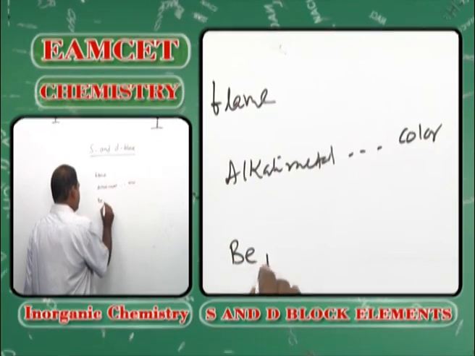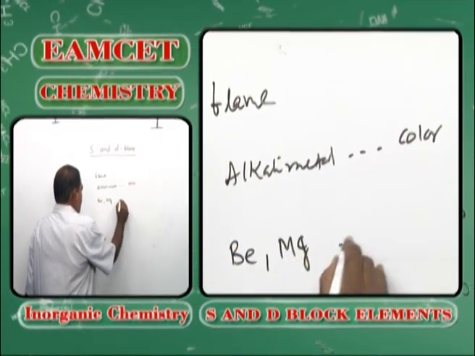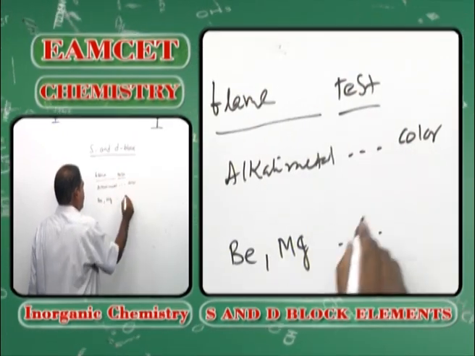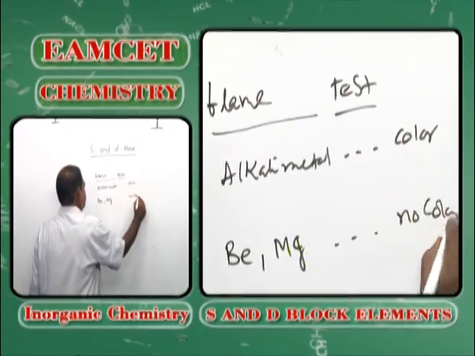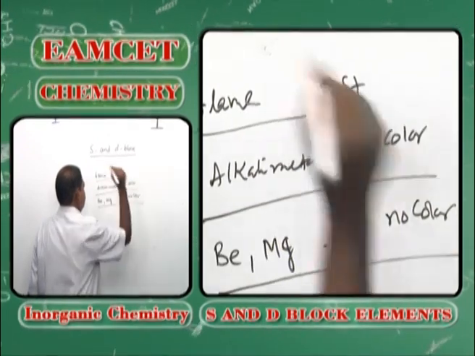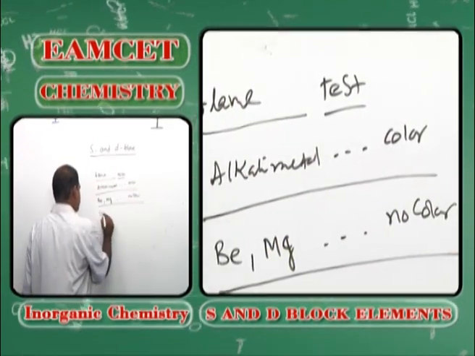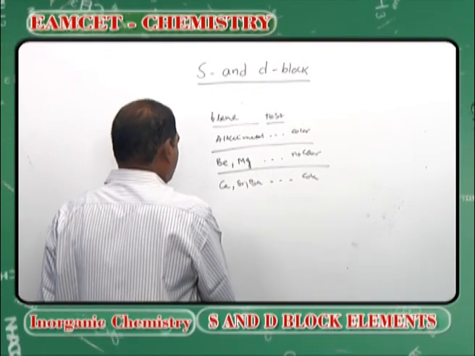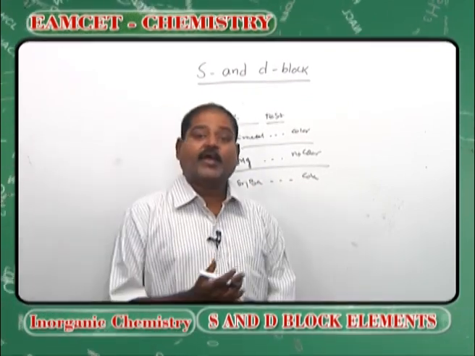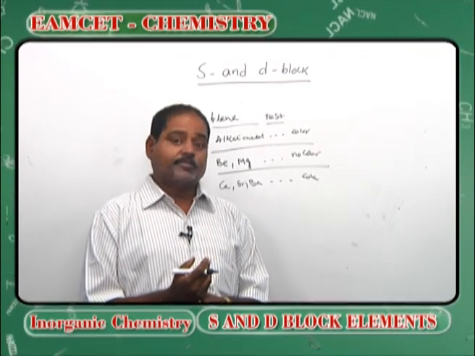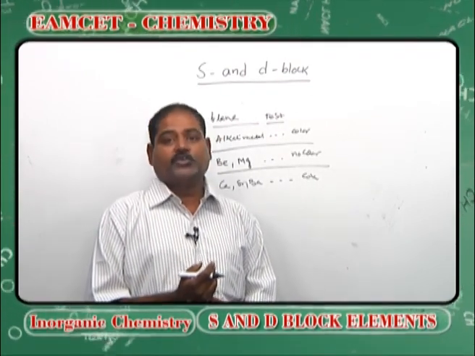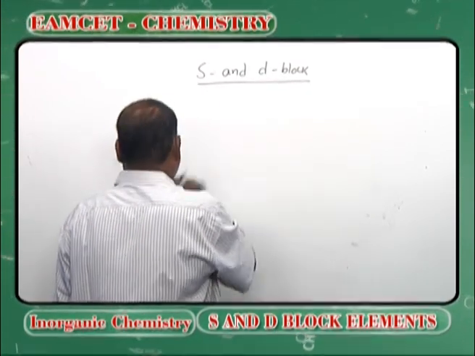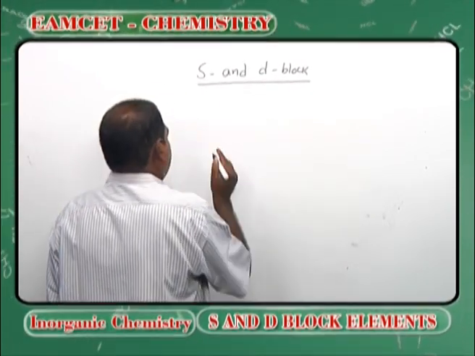Beryllium and magnesium do not give any color to flame. Flame test: beryllium, magnesium, no color. Calcium, strontium, barium, once again they give color. So, what is responsible for color? Why are some substances colored? Why are some substances not colored? Listen. And that too when put to flame.